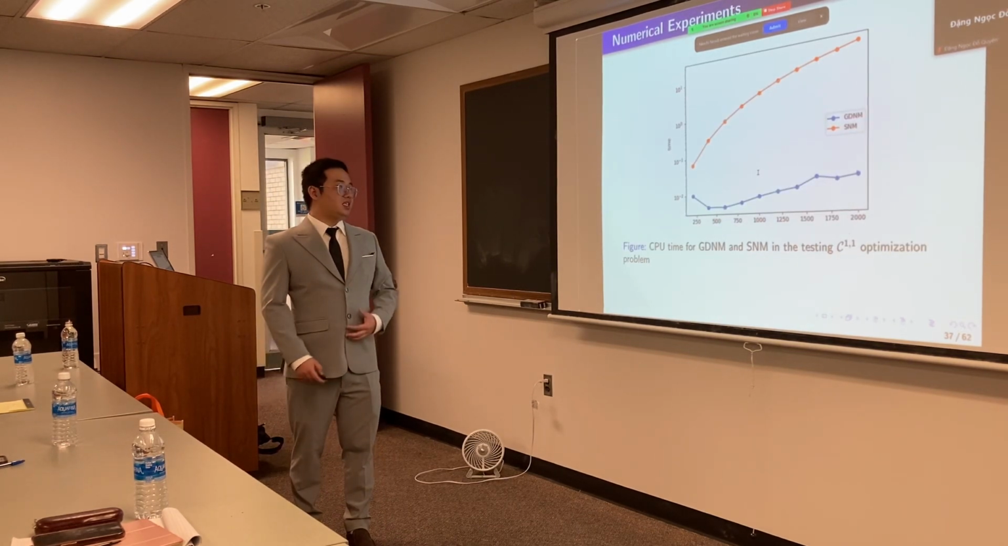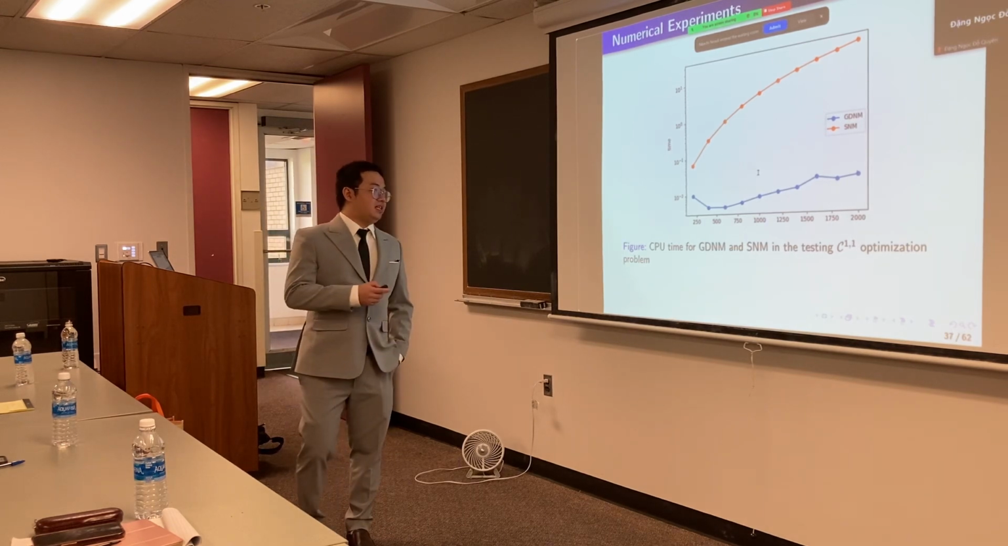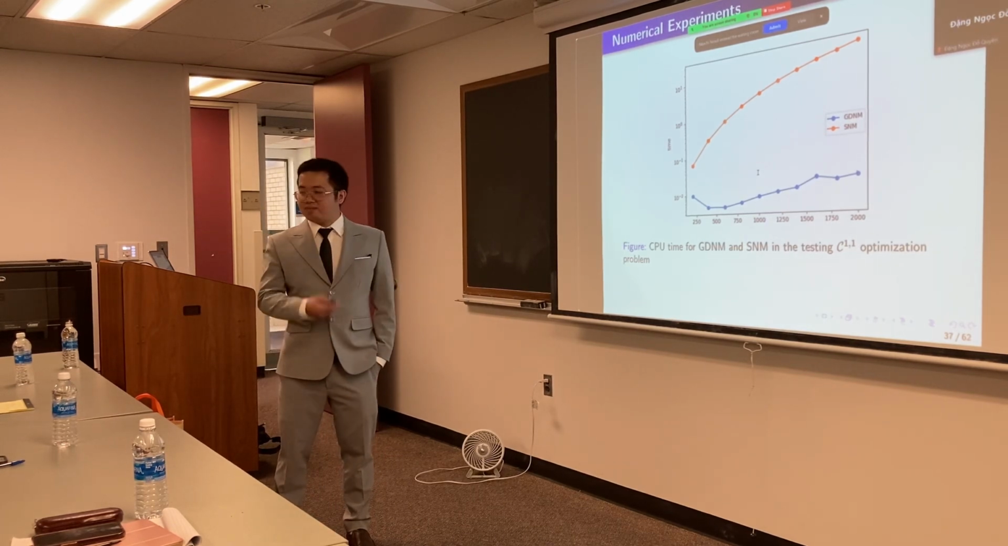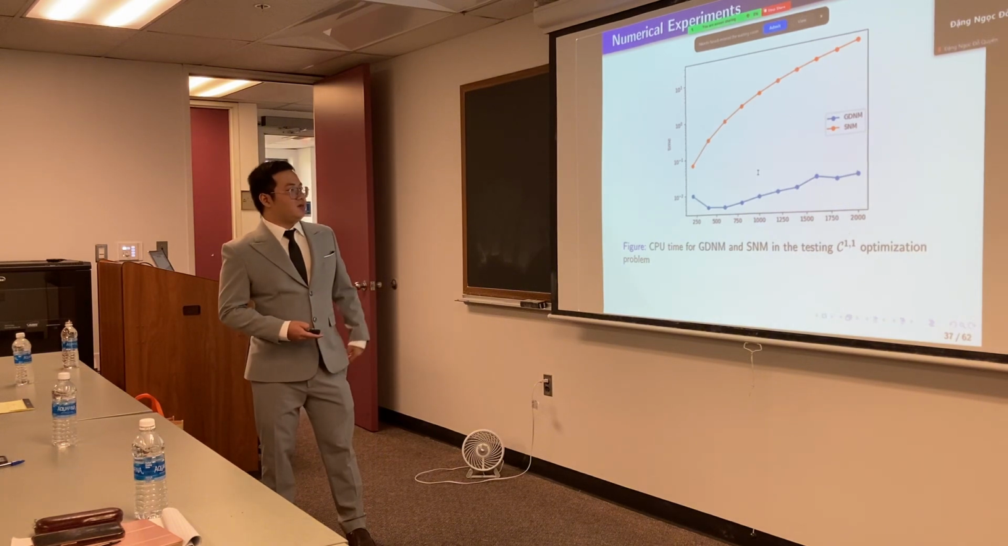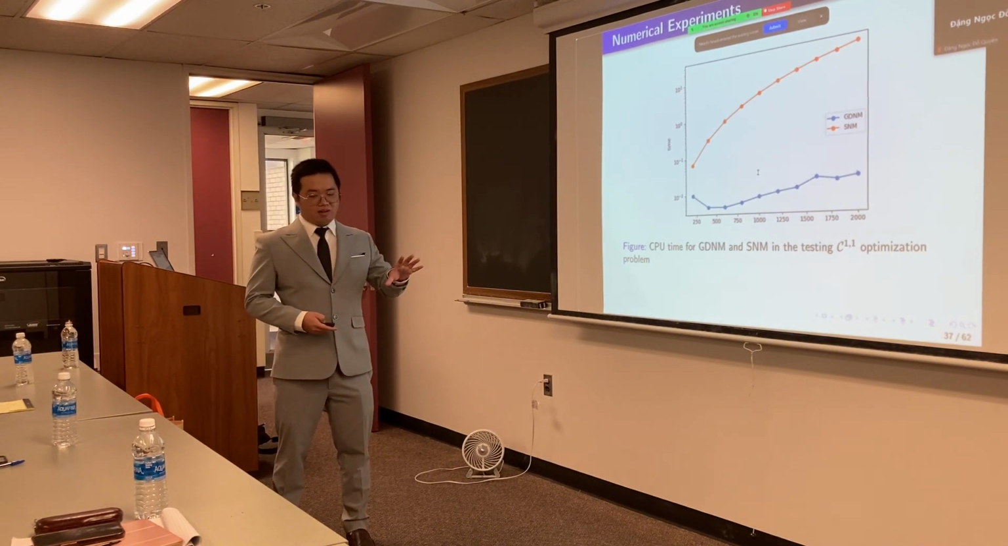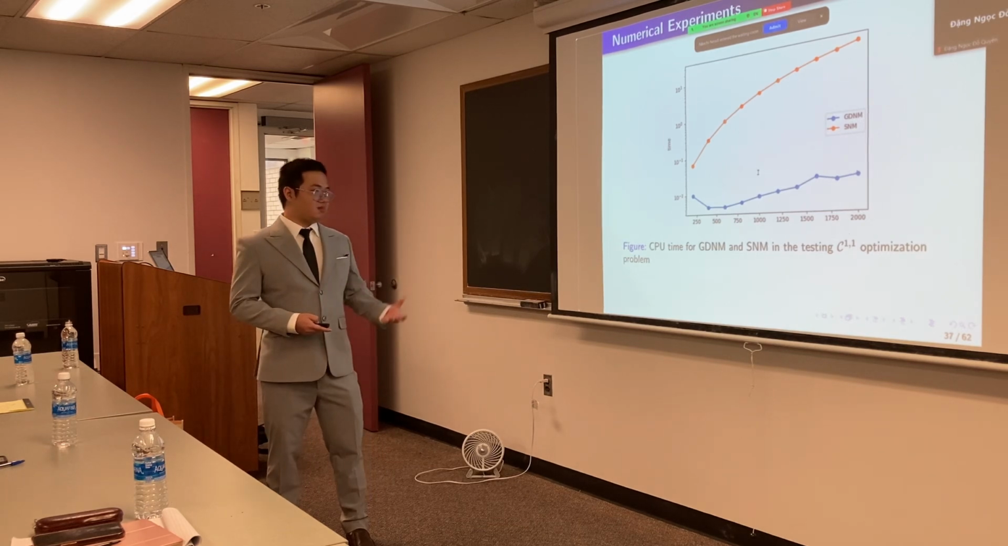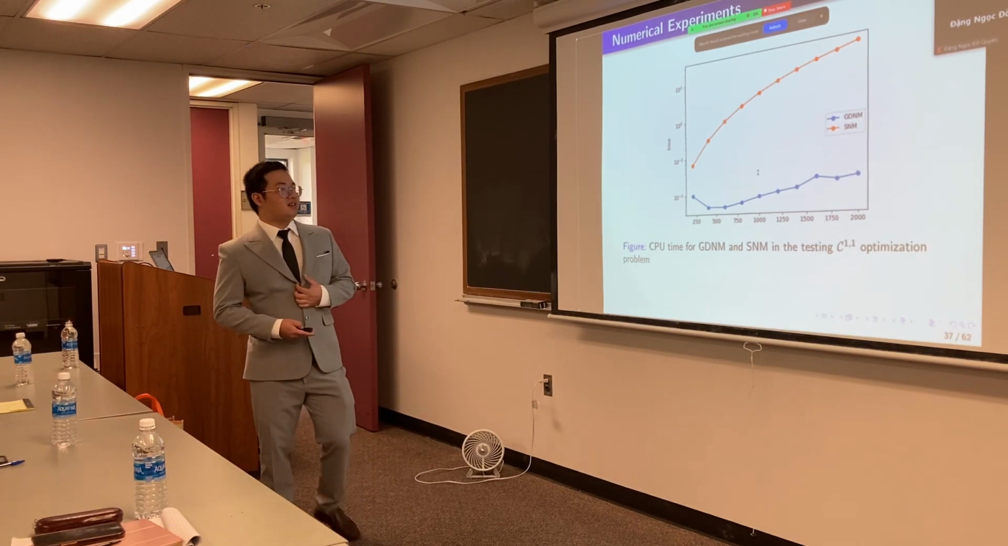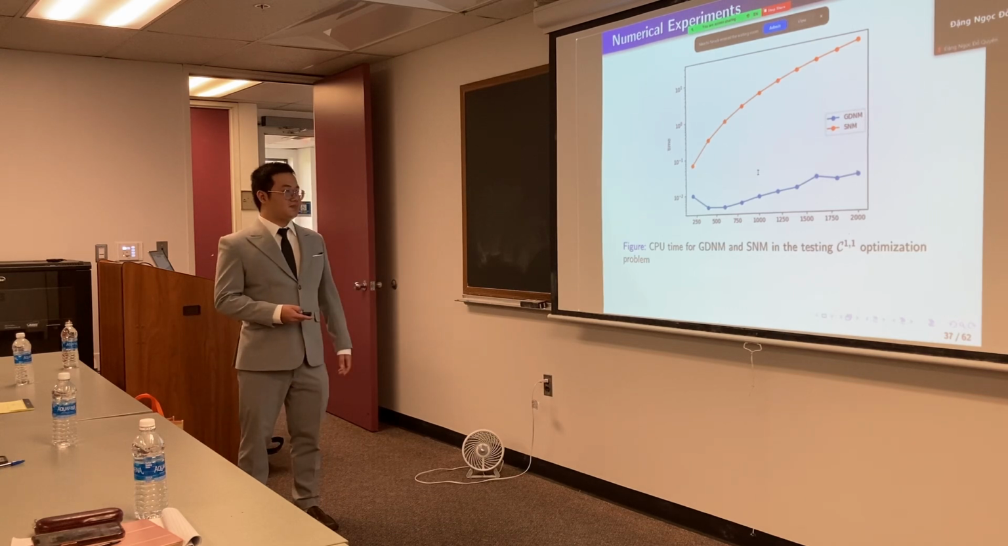Like you see, the GDNM will be more efficient than the semi-smooth Newton method, because in this case we can only compute on the vector, right? But we don't have any matrix here, so we get more efficiency than the generalized semi-smooth Newton method.